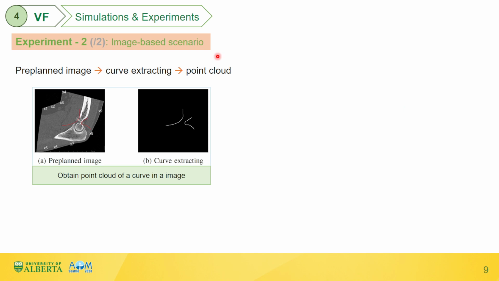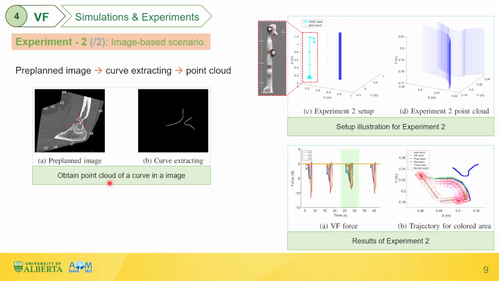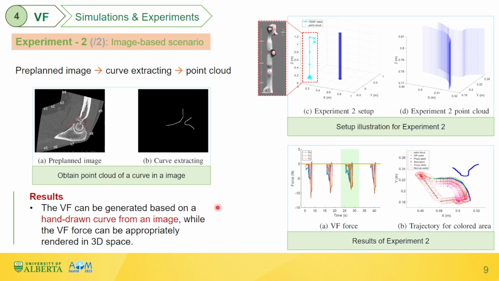In experiment 2, the VF is evaluated in an image-based scenario. First, a preplanned image is obtained, as shown in this figure, A. Next, the hand-drawn curves are extracted by using image processing techniques. Based on the extracted curves, a set of point clouds of the curves is obtained. Then, the point cloud is registered into the robot base frame, as shown in figure C. Figure D is an enlarged view of the point cloud. The results demonstrate that the VF can be generated based on a hand-drawn curve from an image, while the VF force can be appropriately rendered in 3D space.